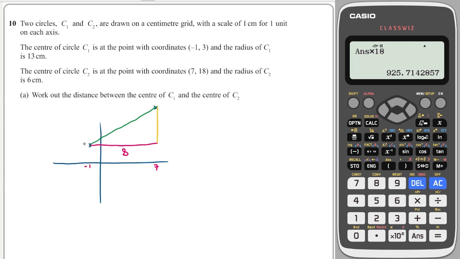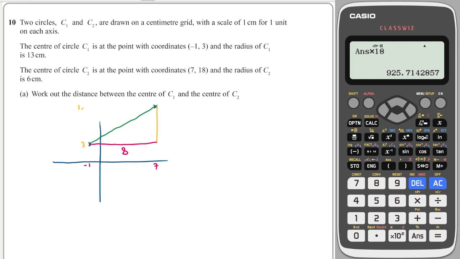And then what about the orange line? Well, that starts at the y position of 3, and it goes all the way up to the y position of 18. So that difference is 18 minus 3, which is 15. So by Pythagoras, we can work out the length of this line here, the green line. So c squared will equal 8 squared plus 15 squared. So c will equal the square root of, and let's go to our calculator, 8 squared plus 15 squared, which is 289. So the square root of that is 17.